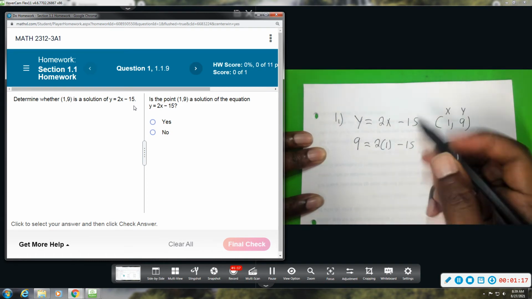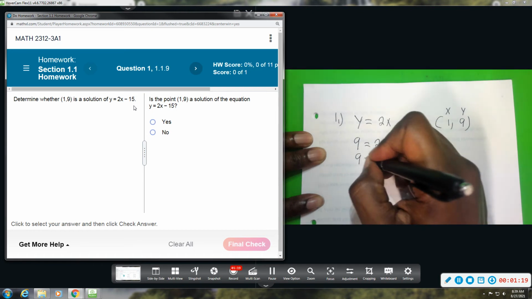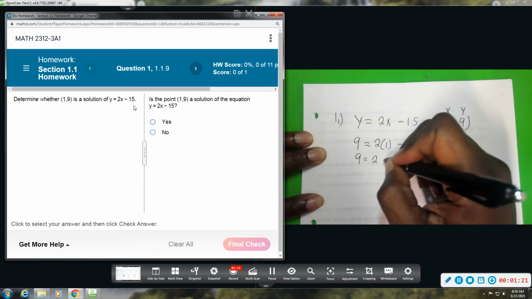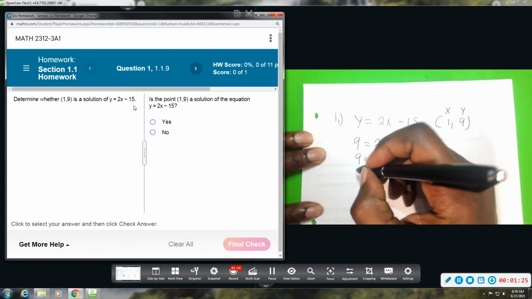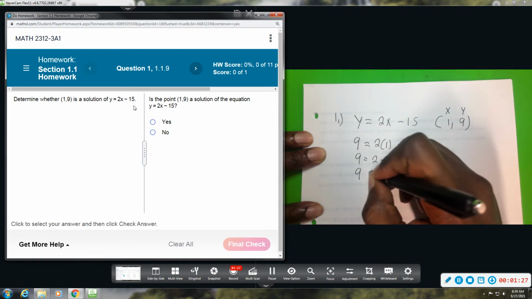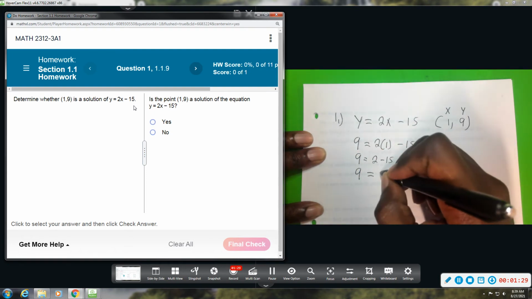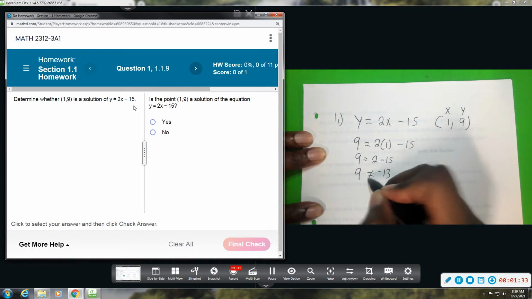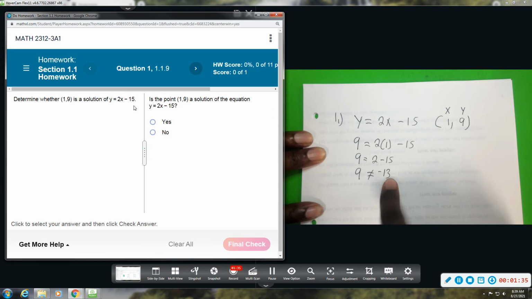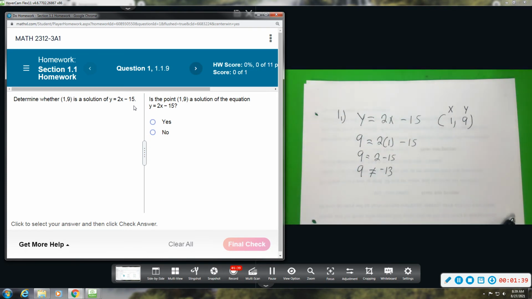and then we're going to minus 15. So we do 2 times 1, gives me 2 minus 15. If I do 2 minus 15, when I subtract those, I have 9 equals negative 13. And as you can see, these two sides, the left and right side, are not equal. So this is not a solution. This ordered pair is not a solution. So is this a solution? We're going to say no.